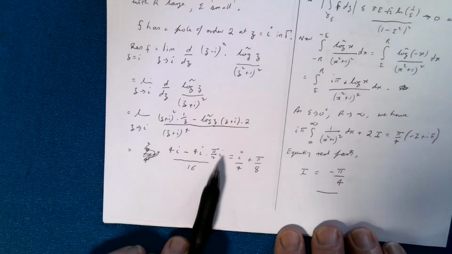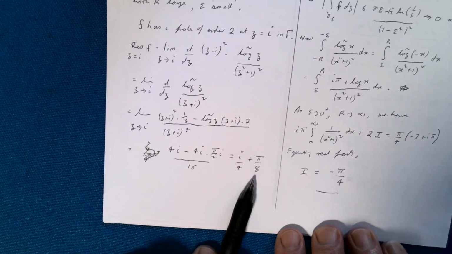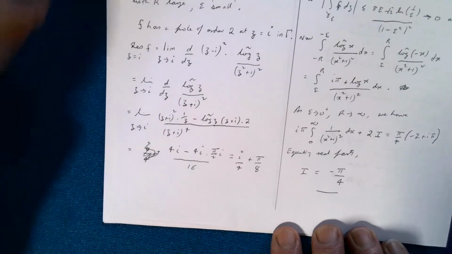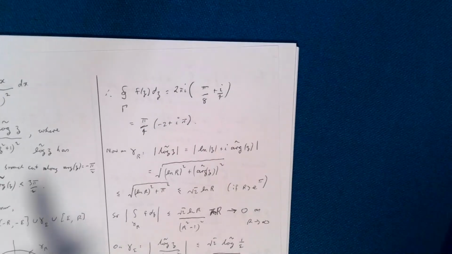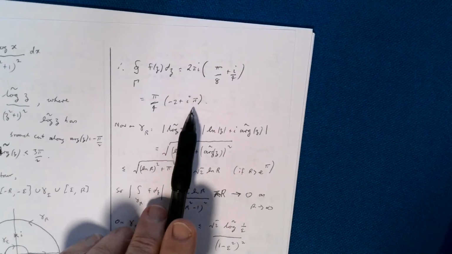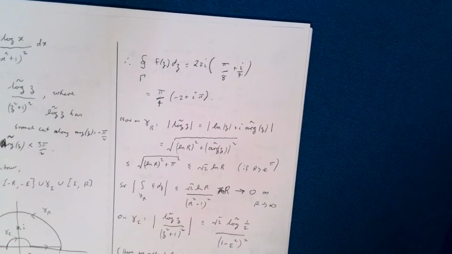And when you simplify this mess, it just turns out to be i on 4 plus pi on 8. So you multiply the residue by 2 pi i, and that gives me the integral of my f of z. It simplifies down to pi on 4 minus 2 plus i pi. Now we have to worry about what on earth is going on on this contour.